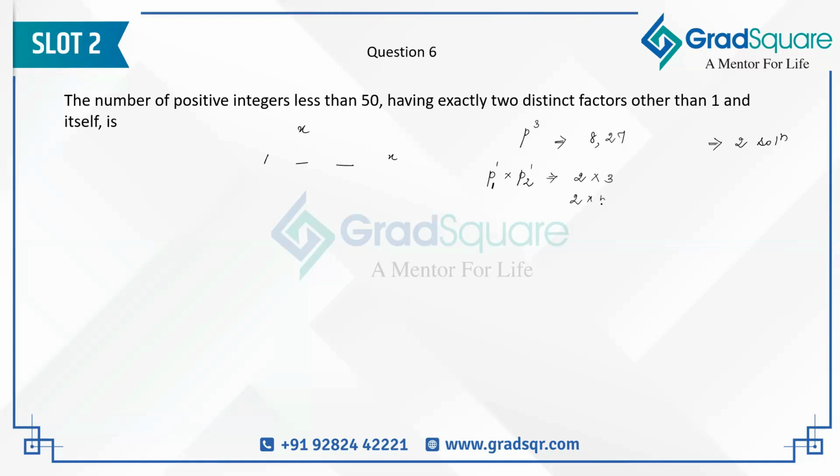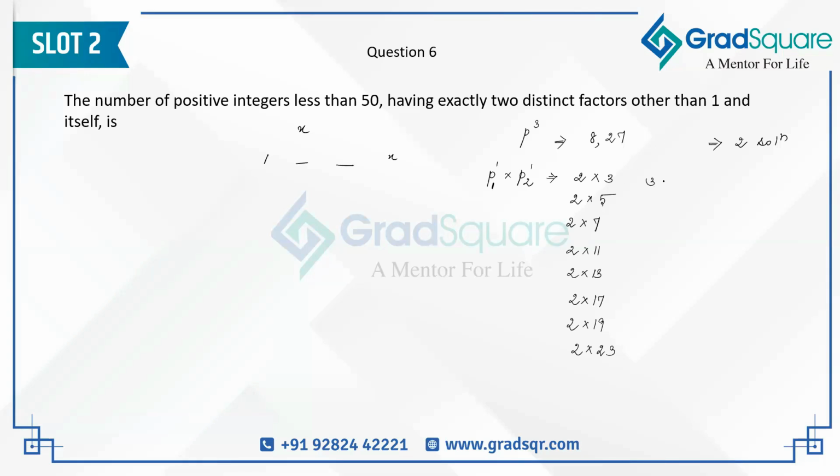2 into 5 is also less than 50. 2 into 7 is less than 50. 2 into 11 is less than 50, yeah, 2 into 13, and then you have 2 into 17, yes, 2 into 19 is also less than 50, 2 into 23 is also less. Okay, so you can't go further than this.